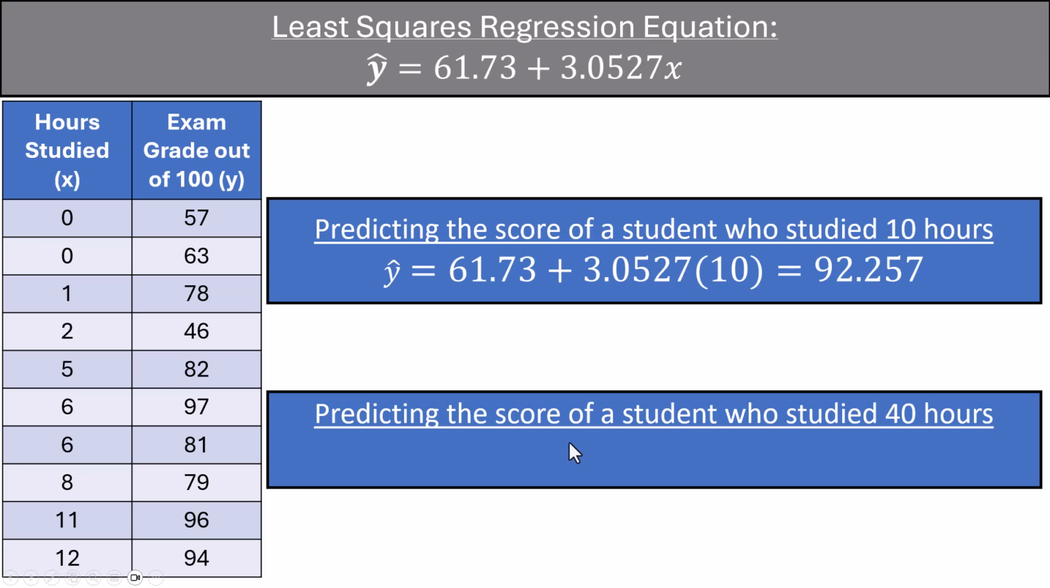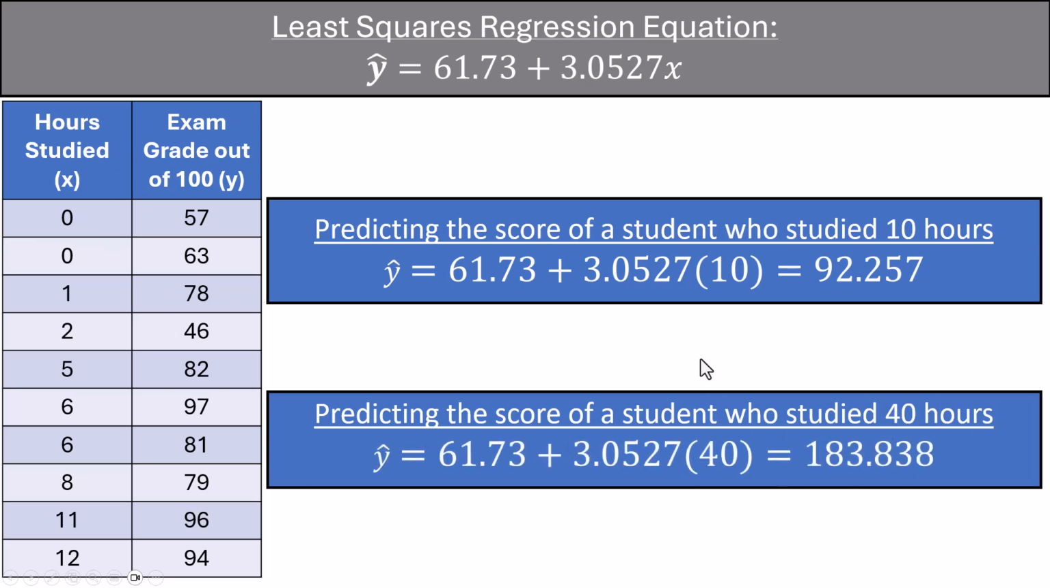And so what would our predicted exam grade be for 40 hours of studying? Well, we can go ahead and plug 40 in. We get 61.73 plus 3.0527 times 40, and we get 183.838. So we would predict the exam score for a student who studied for 40 hours to be 183.838. And you would stop and say, well, wait just a minute. Wasn't the exam out of 100 points? And you would be correct. Yes, the exam is actually only out of 100 points, so this doesn't really make a lot of sense.